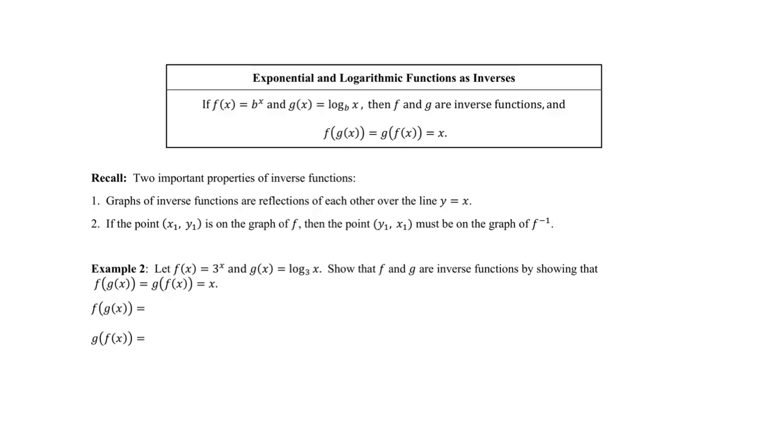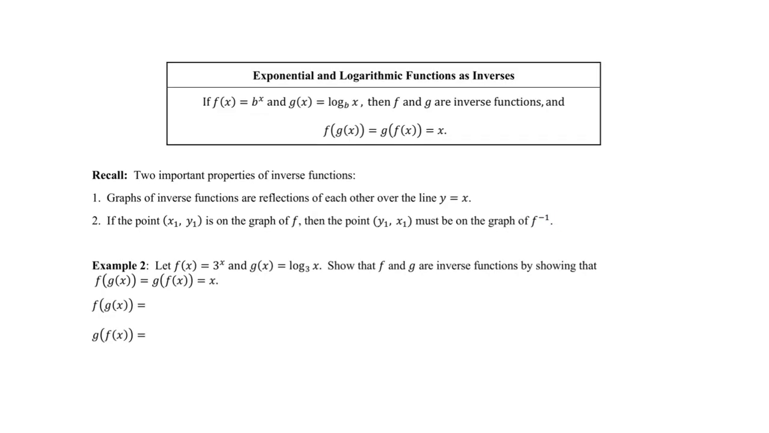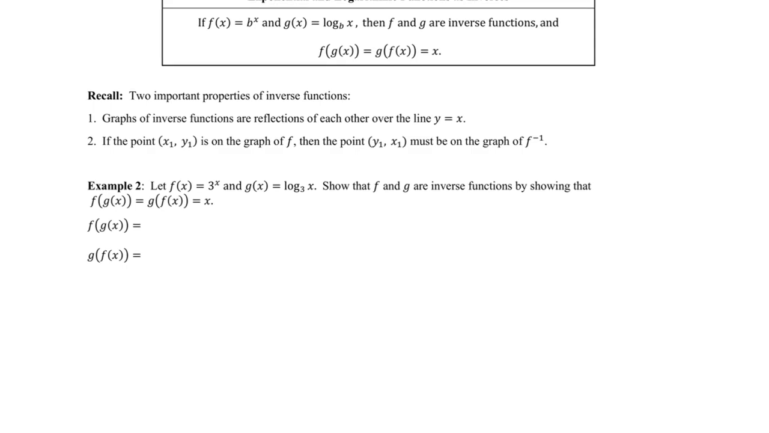So let's look at example 2. So here we have, the first one is our exponential. F of x is 3 to the x. G of x is log base 3 of x. So the first one wants us to do f of g of x. Well, I know what g of x is. It's the log base 3 of x, okay? And then I'm going to put that into the f function, which is 3 to the log base 3 of x.